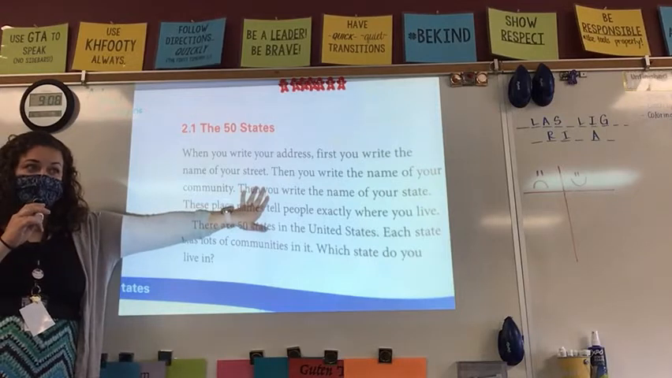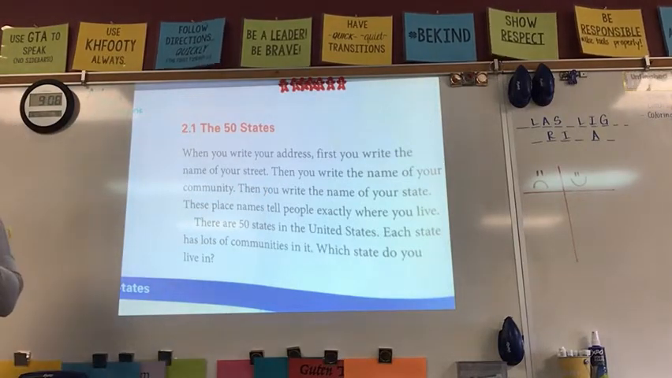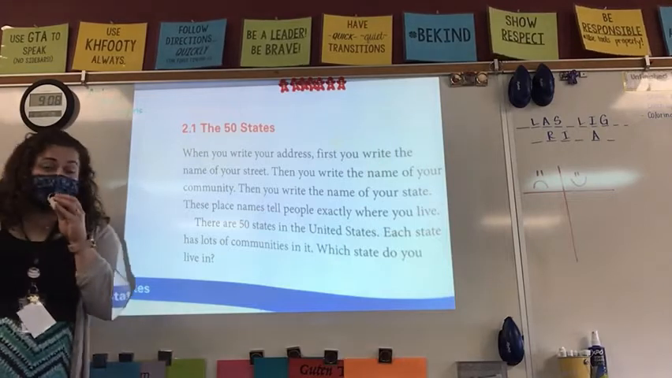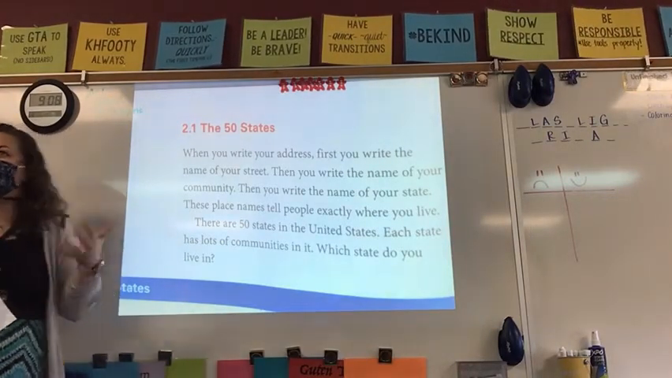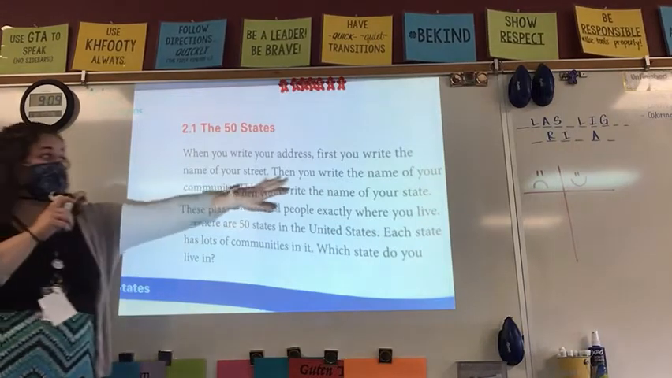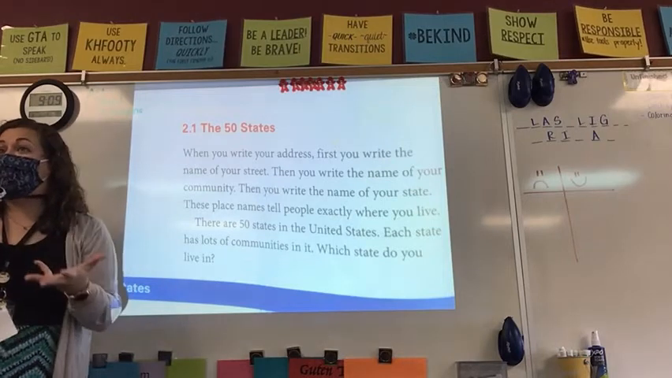Somebody told me that they live on Fletcher. That's going to be your street. I live on South 11th Street. Our school is on Haywood Street, right? That's a way that we identify where we live. Then you write the name of your community. So I live on 11th Street in Council Bluffs. That's my community.